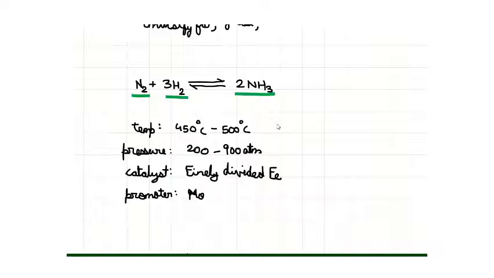We need a catalyst, iron, but we must note here that we are using finely divided iron so as to increase the surface area. Simply writing iron would not be correct because it is not beneficial for this reaction. To enhance the functioning of the catalyst, use molybdenum or Mo as the promoter. Obviously, ammonia can also be reconverted into nitrogen and hydrogen gases.